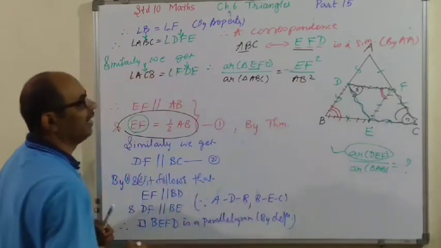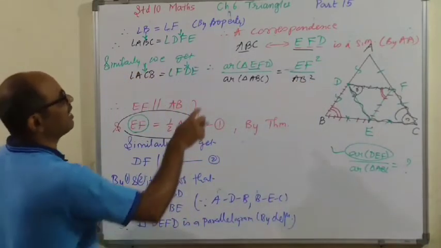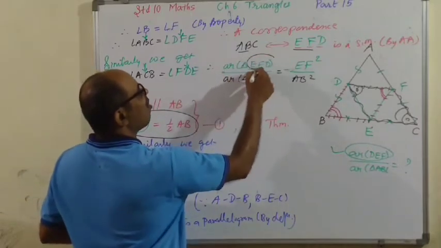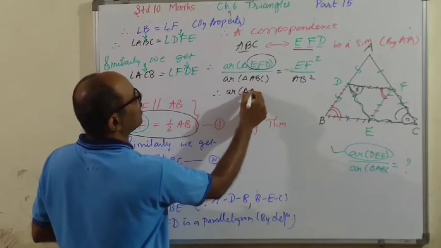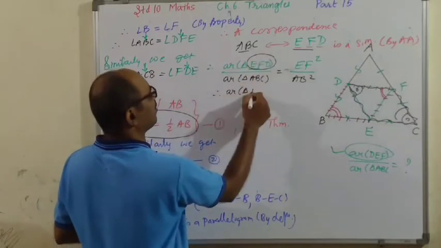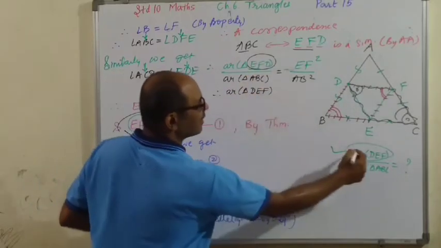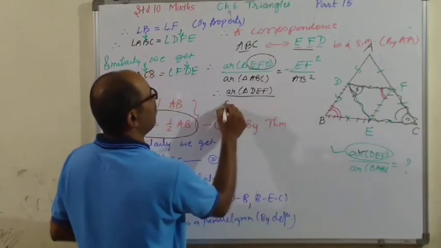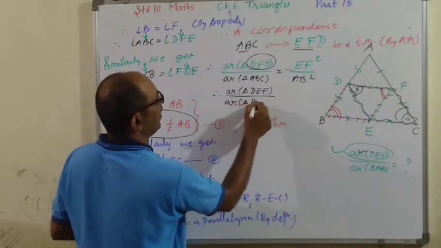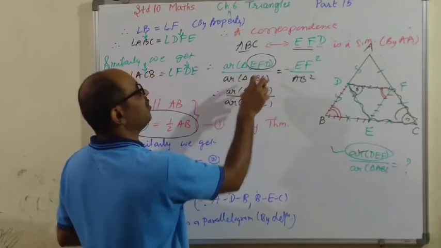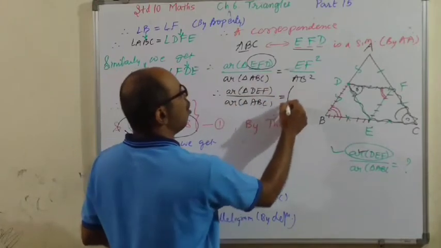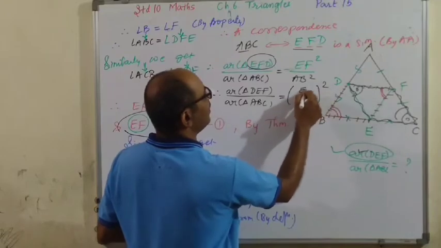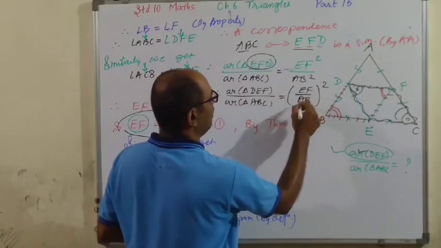square. Got it? Now you can change the order when triangle symbol is there. Therefore, area of triangle, instead of EFD, you can write DEF as it is given here. Okay, upon area of triangle ABC. This change you could do because of this symbol of triangle. Whole square EF upon AB.